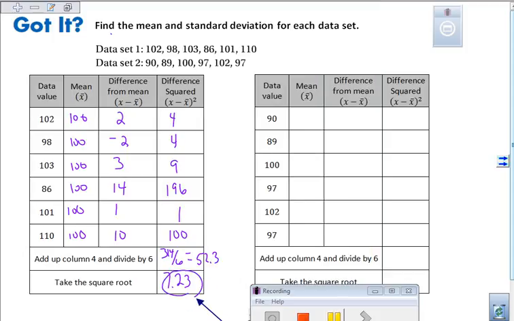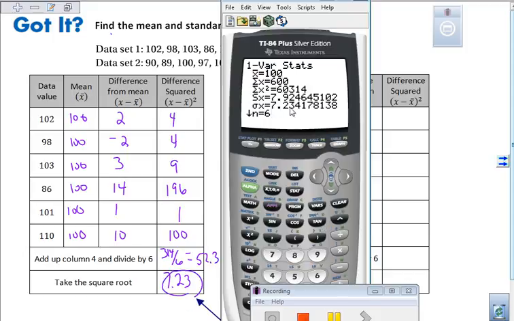And notice how that number is the same thing on the calculator. But we are going to just use the calculators. We're not actually going to do those by hand. So let's skip that second data set.